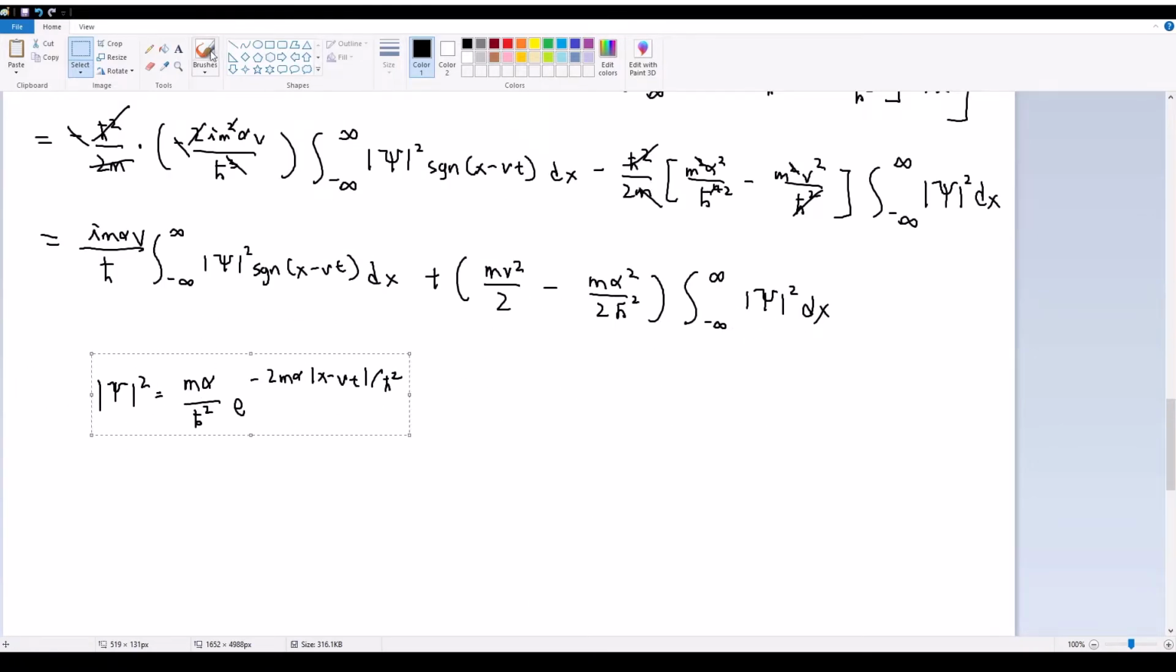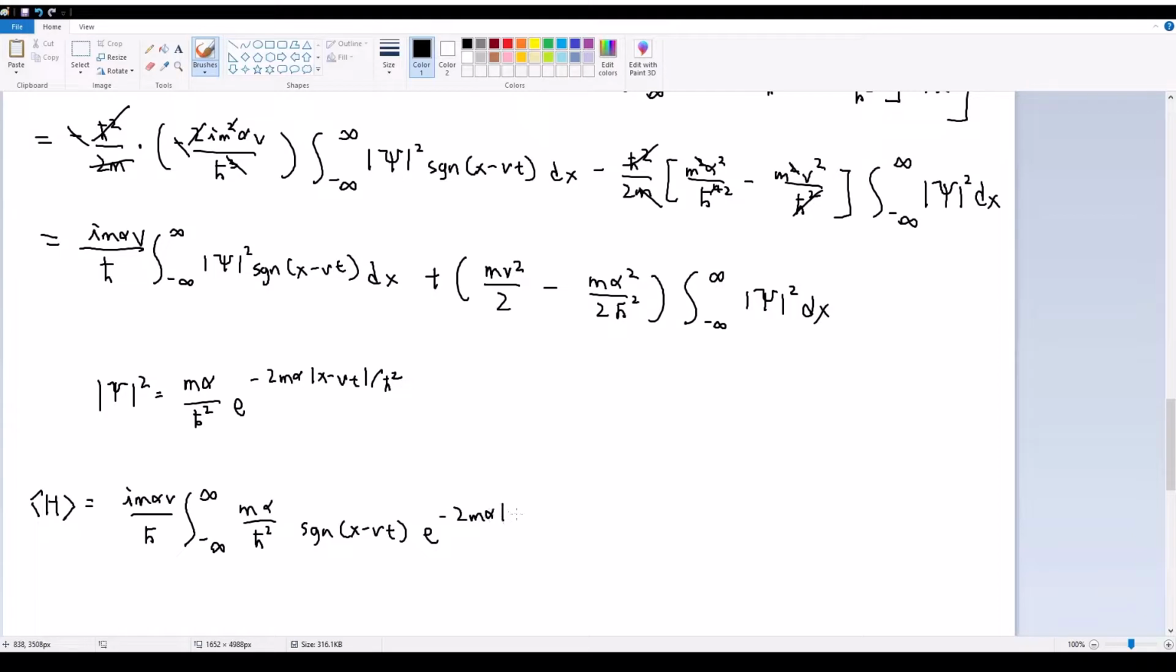I'm going to say that if the magnitude is equal to this, then the expectation value of H is going to be i m alpha v divided by h bar, integral from negative infinity to infinity, m alpha over h bar squared, signum of (x minus vt), e to the negative 2m alpha magnitude of (x minus vt) over h bar squared, dx.